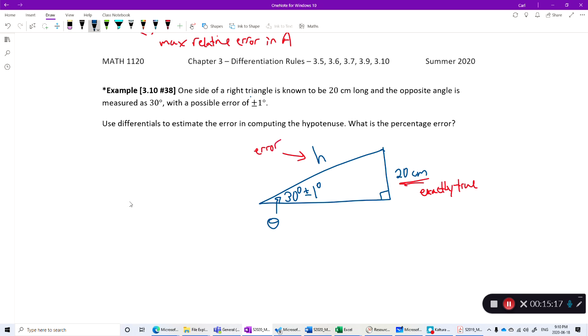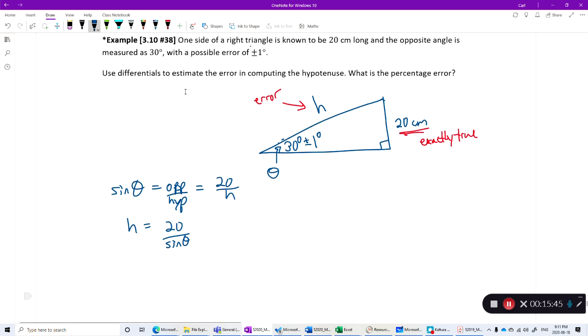So the first thing is, well, what is h? How would we find h? So let's see, how do you relate these? So that would be sine of theta is opposite over hypotenuse. So that's going to be 20 over h. So if I solve for h, that would be h is 20 divided by sine theta. That's fine as it is, right?